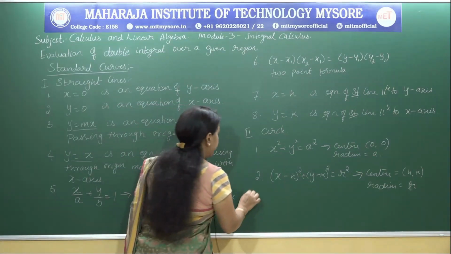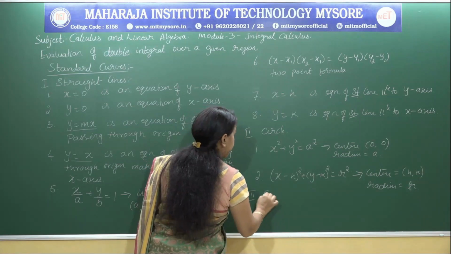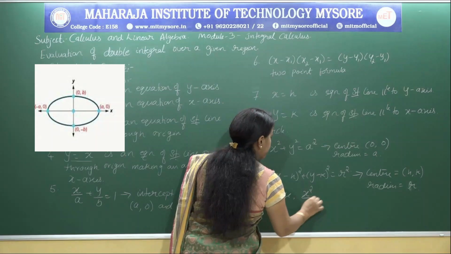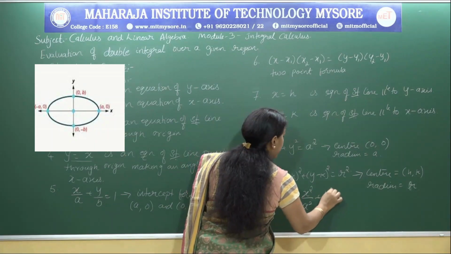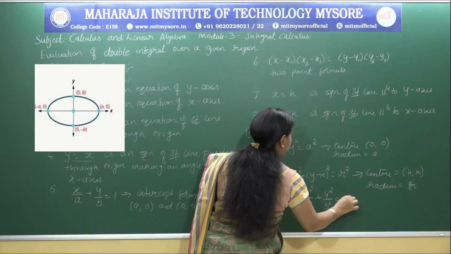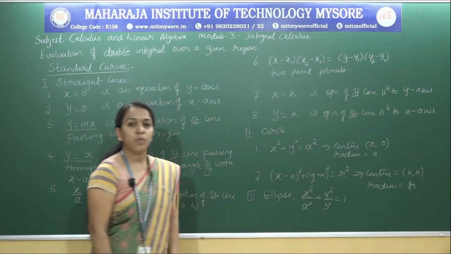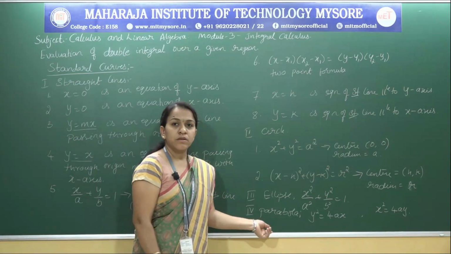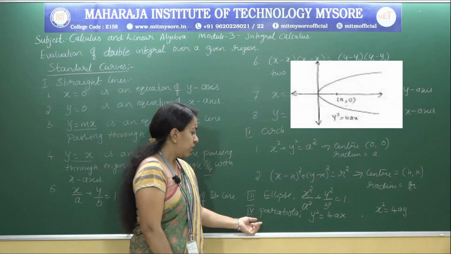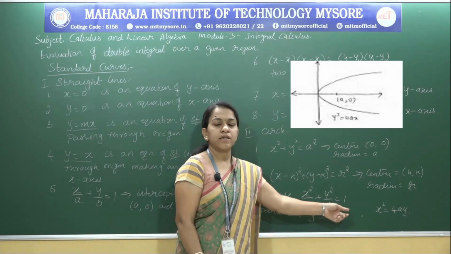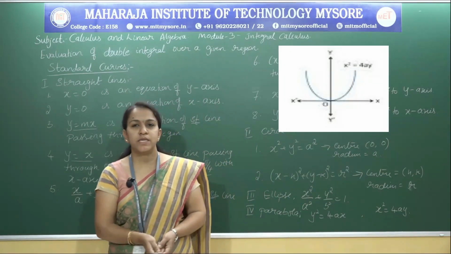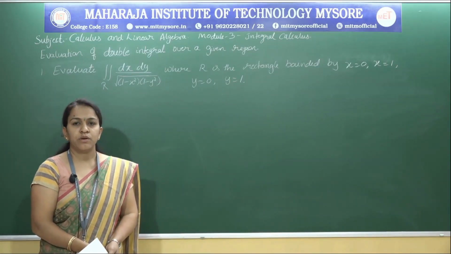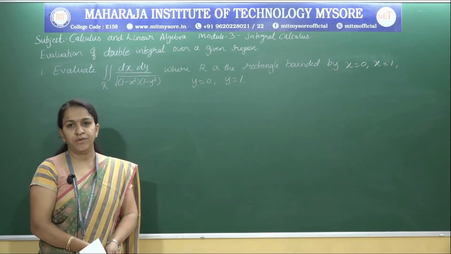And then the third one is the ellipse. That is x square by a square plus y square by b square equal to 1, which represents the equation of an ellipse. The next one is the parabola, that is y square equal to 4ax and x square equal to 4ay are the standard parabolas. Now let us solve the problems on double integral over a given region.